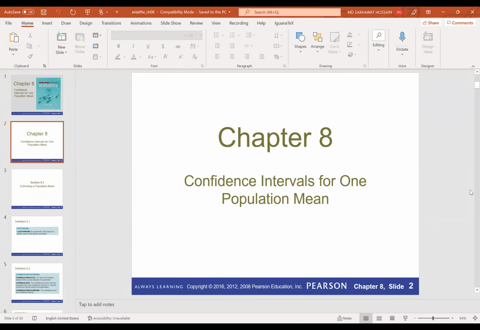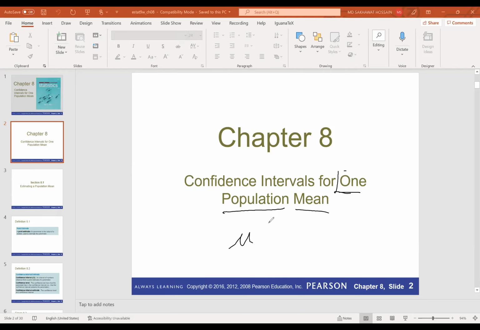So chapter 8 is about confidence intervals for one population mean. What does it mean by confidence intervals for one population mean? One population mean means a single population. That means we'll collect data from a single population, and the mean for one population will be mu, right? The population mean is mu. So now we have to find the confidence intervals. What does it mean by confidence intervals?